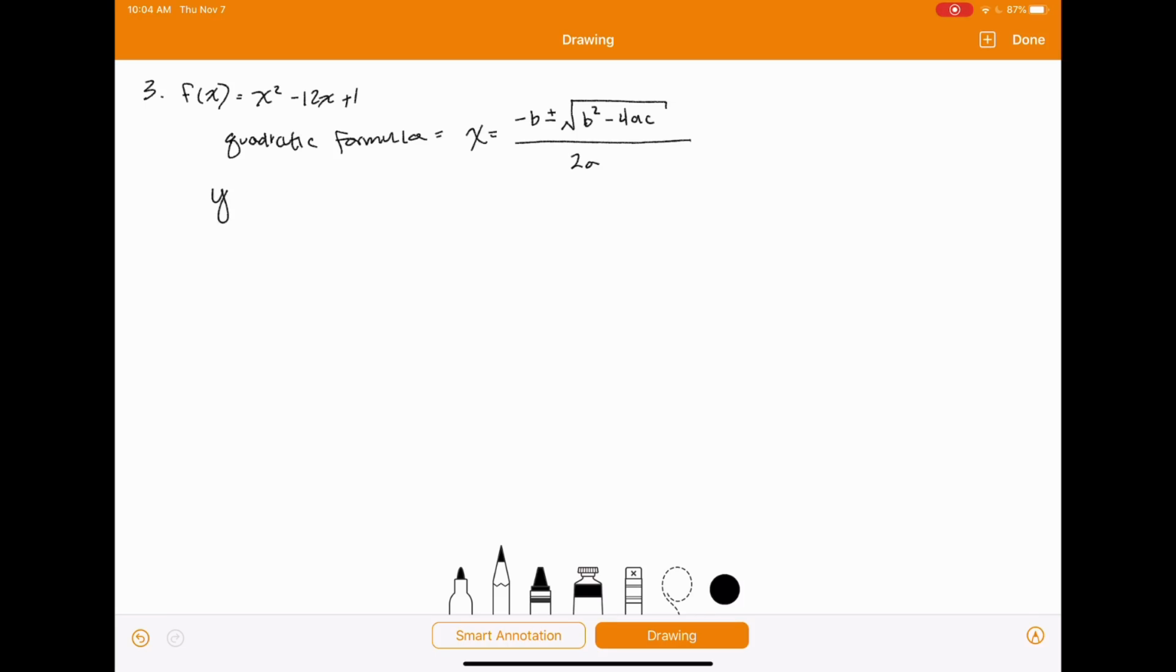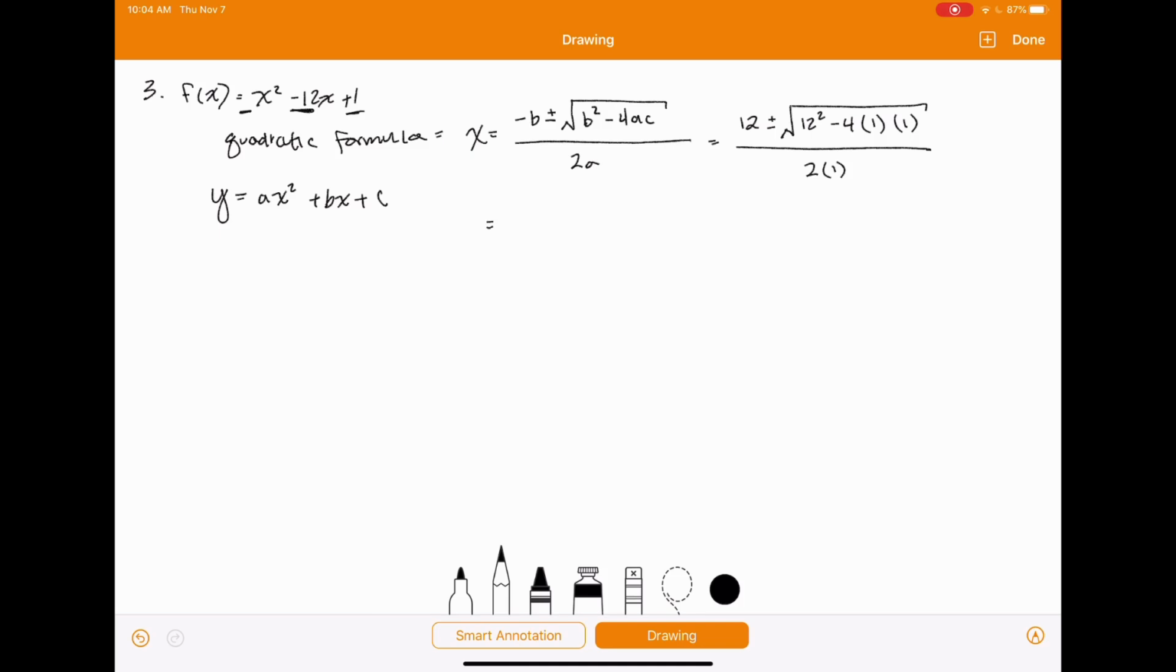Now you'll remember that the quadratic has a general form of y equals ax squared plus bx plus c. So this is going to be our a, this is going to be our b, this is going to be our c that we're plugging into this quadratic formula. So we plug these in. Opposite of b is just going to be 12 plus or minus the square root of b squared, so 12 squared minus 4 times a, which is 1, times c, which is 1, all over 2a, which is 1.